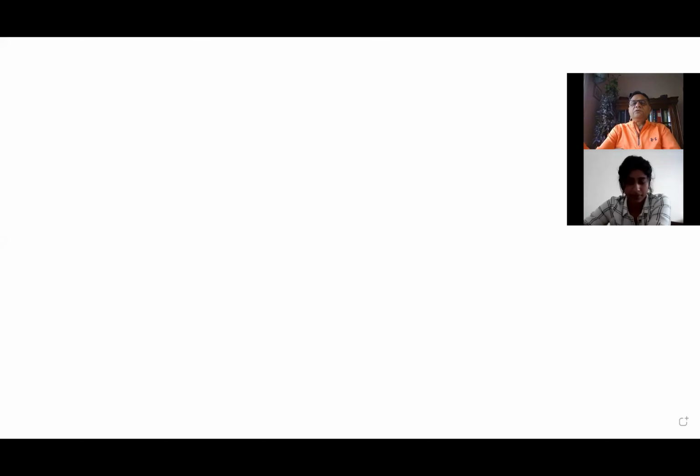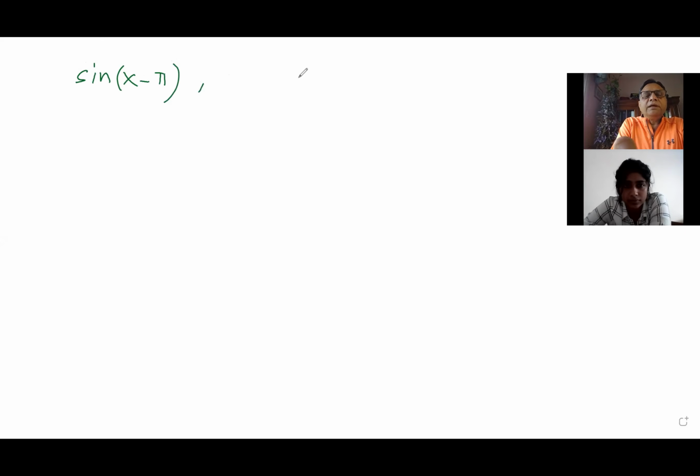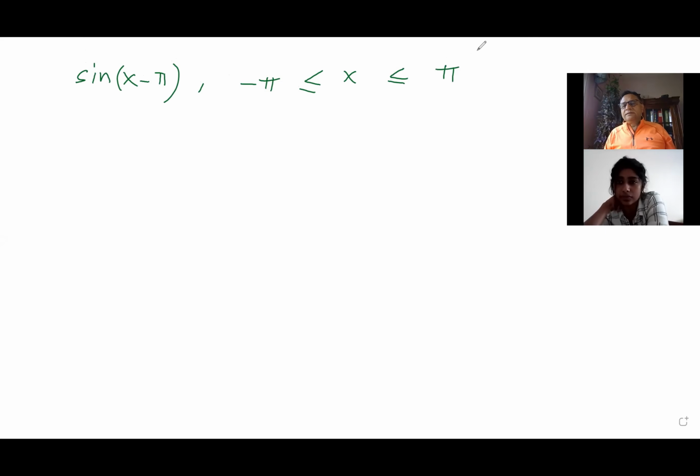So we have this white. Let me just write down the question here. We have sine of (x minus pi), correct? And we're talking about the domain where x is between minus pi and pi. Minus pi to plus pi. This is the question. Let's broadly understand the question.